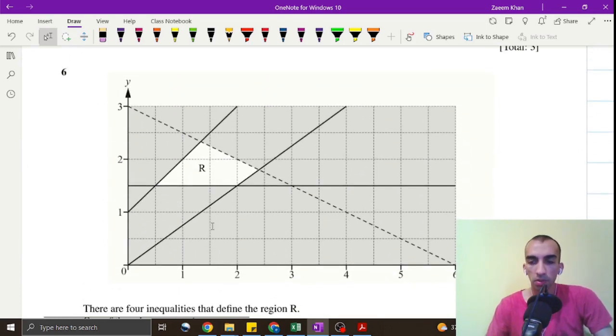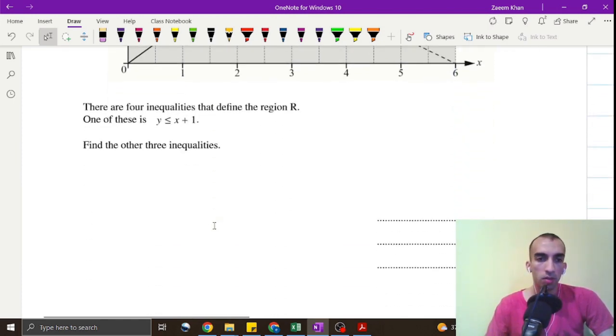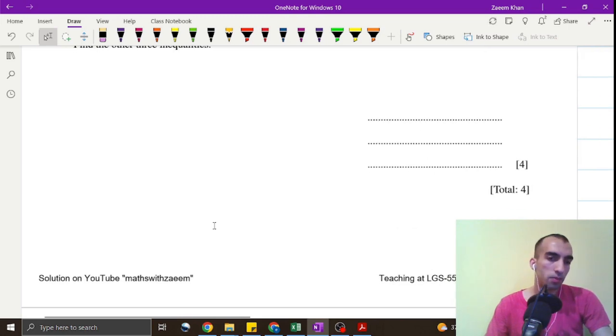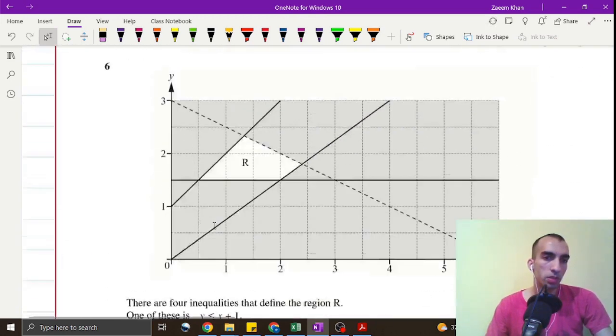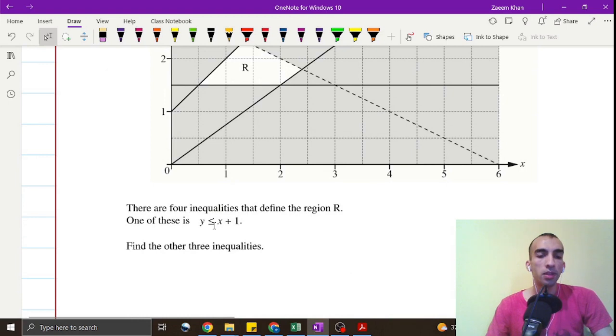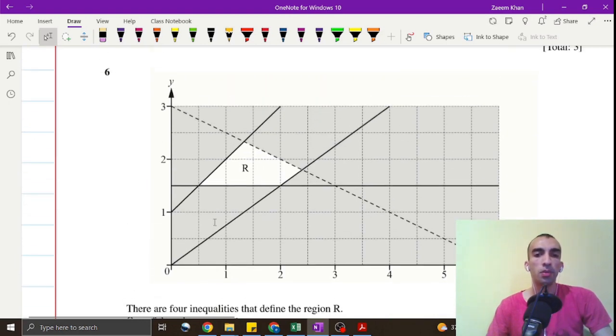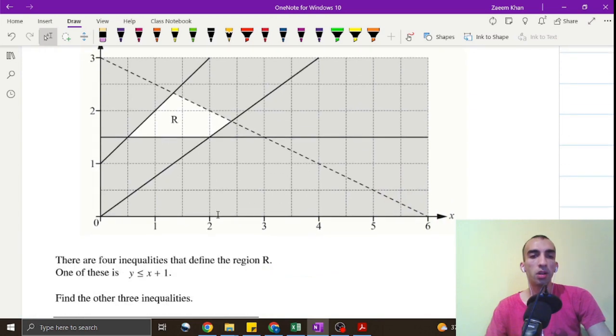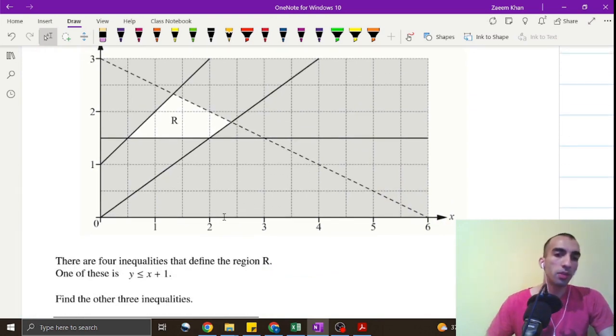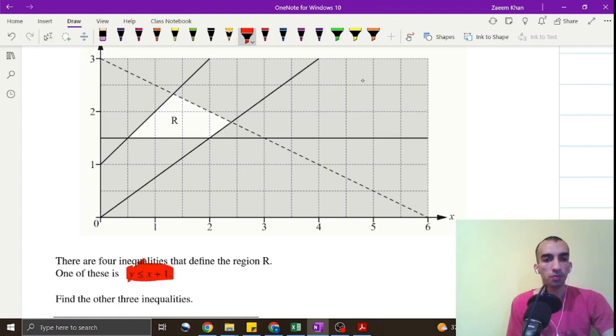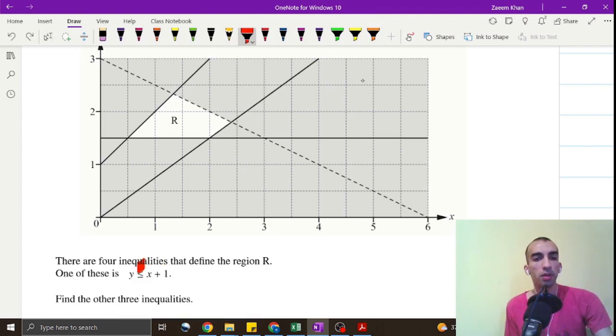Since classes started at 4:15, I'm going to give you another 5 minutes. Let's do this last question, which is question number 6. Find the other 3 inequalities. There are 4 inequalities that define the shaded region R. One of them is given. I'll highlight that for you. Find the other 3 inequalities.